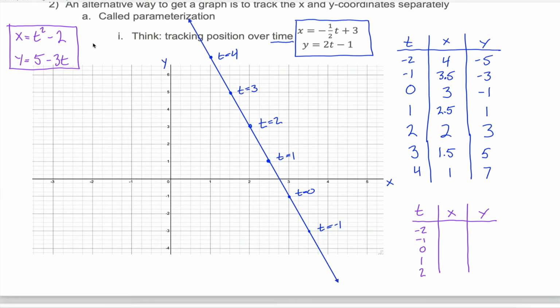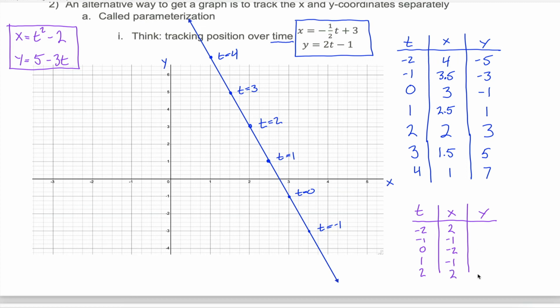Plugging those values into this top equation, -2 squared is 4, and 4 minus 2 is 2. -1 squared is 1, and 1 minus 2 is -1. 0 squared is 0, 0 minus 2 is -2. 1 squared is 1, 1 minus 2 is -1. And 2 squared is 4, 4 minus 2 leaves me with 2.